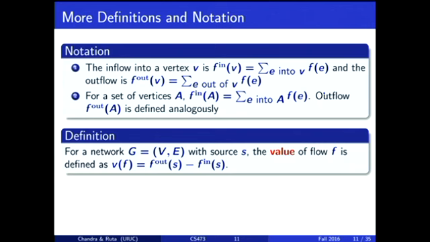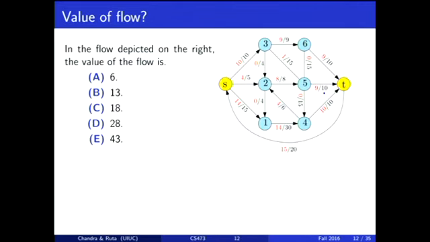Once you have the value of flow, you can also talk about, given a set of vertices, how much flow is leaving that set of vertices. It's the amount going out of the set minus the amount coming into that set. Intuitively, if the set doesn't contain the source or the sink, it should be zero, because what goes in should come out. If it contains the source, then it should be equal to the value of the flow. You can verify those. We will not do that right now, but that's just a definition.